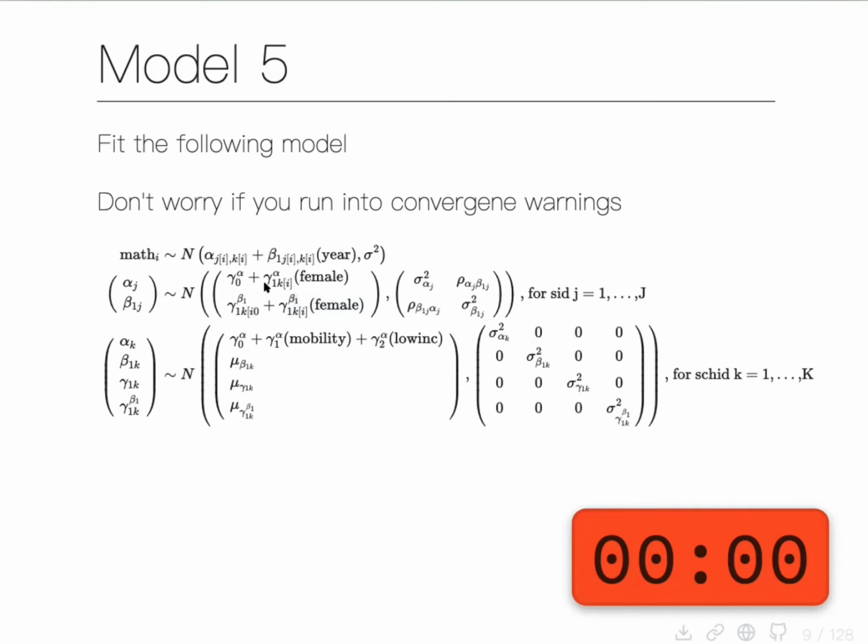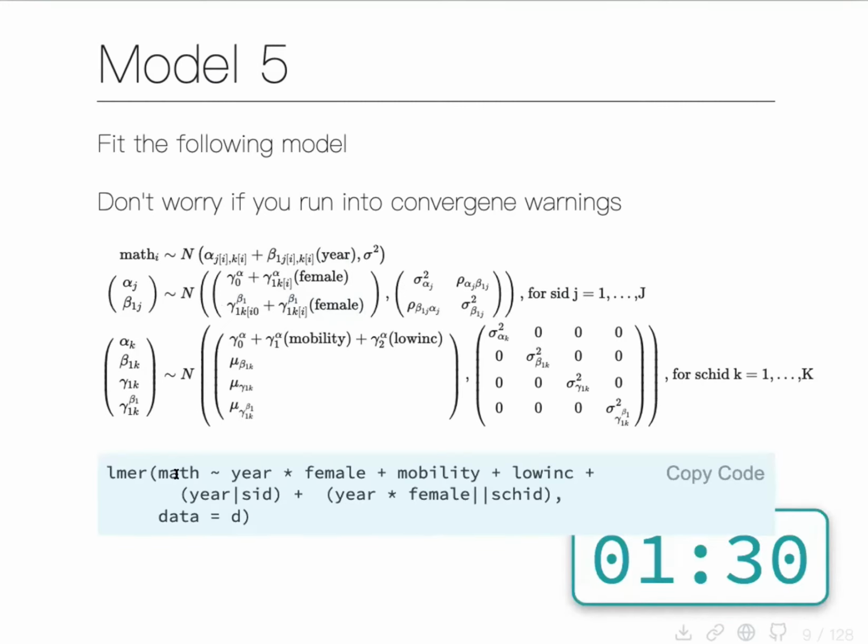But this is gamma 1 for the beta 1 and alpha. So those show up down here. And now the only other thing is we're estimating only the variances of these things and not the covariances. All right, so that ends up looking like this. Math, year times female, so that gets us year, female, right? Predictor of the slope. Mobility, that's here. Low income, that's here. And then we have year, SID, so that's this one and this one, right? And that gives us this. And then we have year times female, so this whole thing, year, colon, female, right? All three of those, plus the intercept, which is implied, are all going to randomly vary at the school level, but we use the double bar to say we're not going to estimate the covariances.